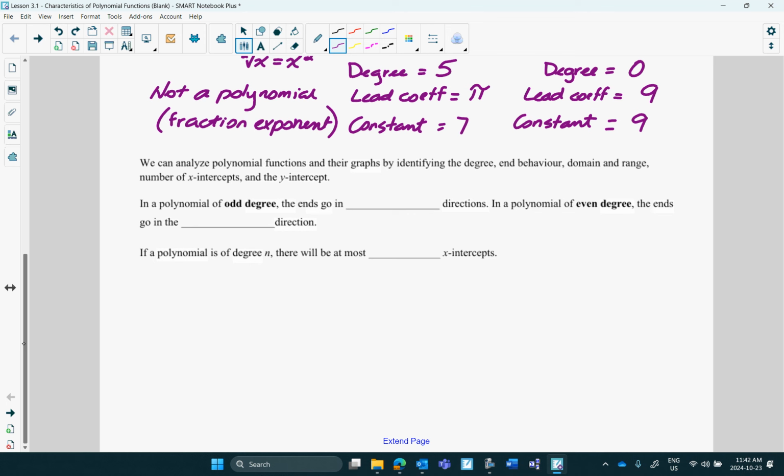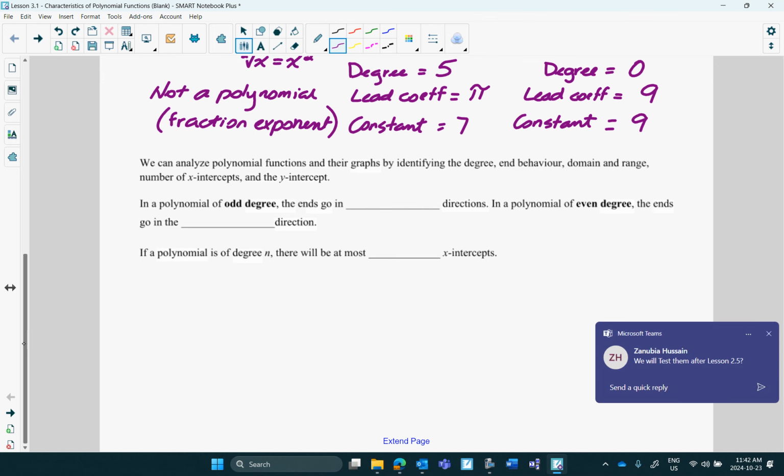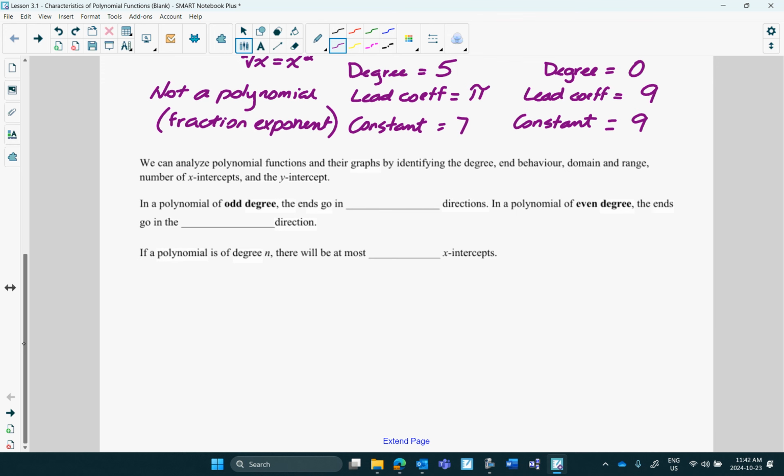So how do we identify polynomial functions? It says here by the degree, the highest exponent. The end behavior, what's happening on each side, the right side and the left side of the graph? Is it going up? Is it going down? Is it going straight? What's happening? The domain and range, how many x-intercepts there are, and what the y-intercept is.